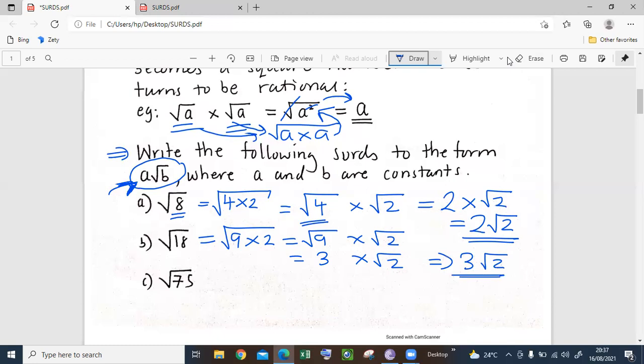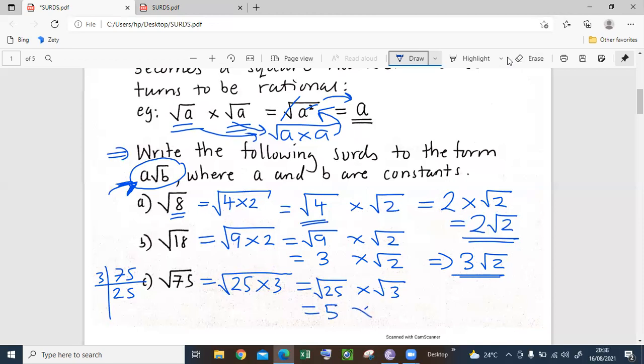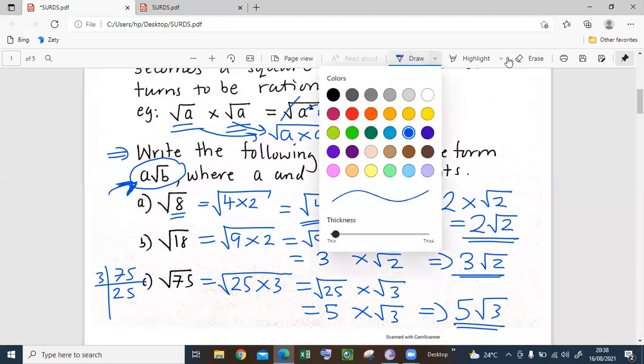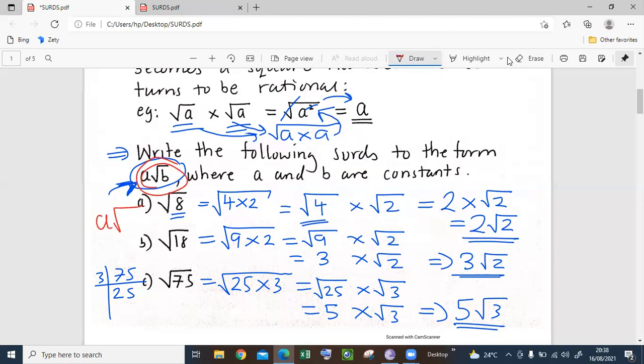Let's look at the third example. We have 75 inside the root. Remember also that 75 divided by 3 gives 25. So this is the same as 25 times 3 inside the root. According to the multiplication rule, this is the same as root of 25 times root of 3. Once we have 25 under the square root, we get 5, multiplied by root of 3. Finally, we call it 5 root of 3. So these examples have shown us that we can write any root in the form a root of b, as we have seen in examples 1, 2, and 3.